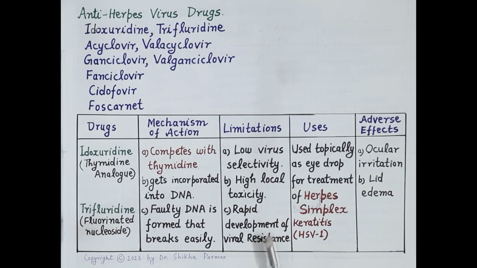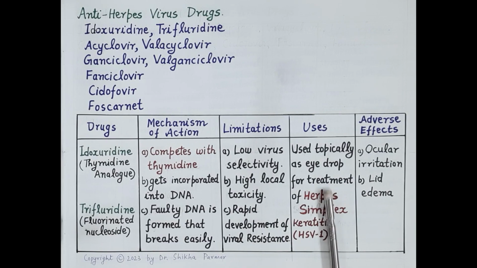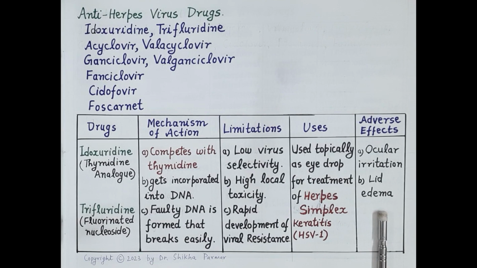They also cause rapid development of viral resistance, and thus the virus stops responding to these drugs and these drugs become ineffective. Now, because of these limitations, these drugs are used only topically as eye drops for the treatment of herpes simplex keratitis that is caused by HSV-1. Topical application of these drugs can cause ocular irritation and eyelid edema. So, this is the pharmacology of idoxuridine and trifluridine.